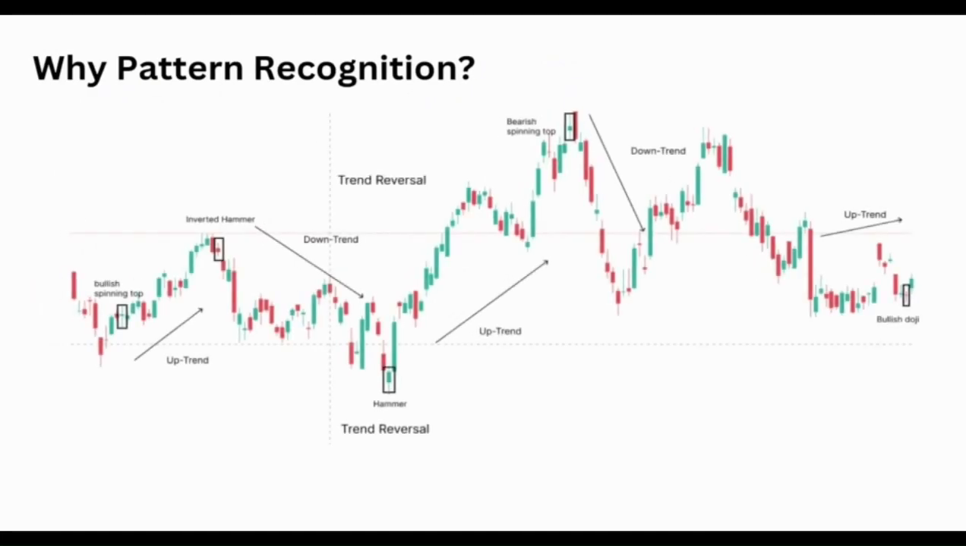Here you can see this is the chart taken from TradingView. We have highlighted some important patterns here. Here you can see a bullish spinning top has occurred and the trend moves upward, and then an inverted hammer occurred and the trend moves downward. Like this, the trend moves upward and downward depending upon these candlestick patterns. So these are some important candlestick patterns that we have noticed in the chart.